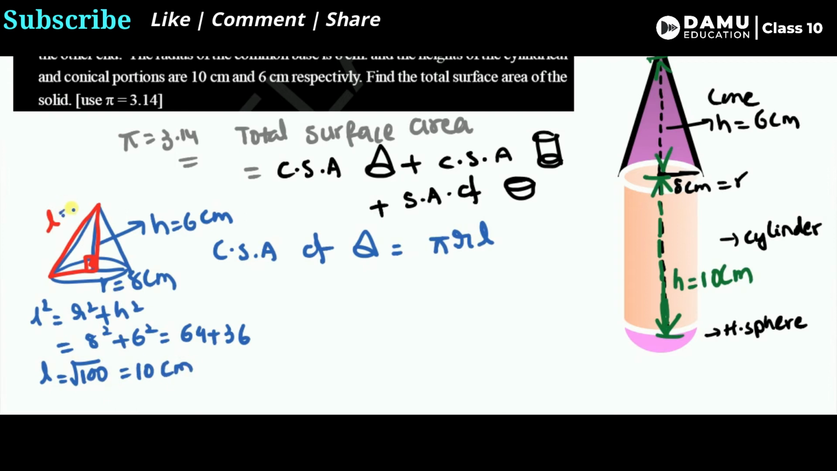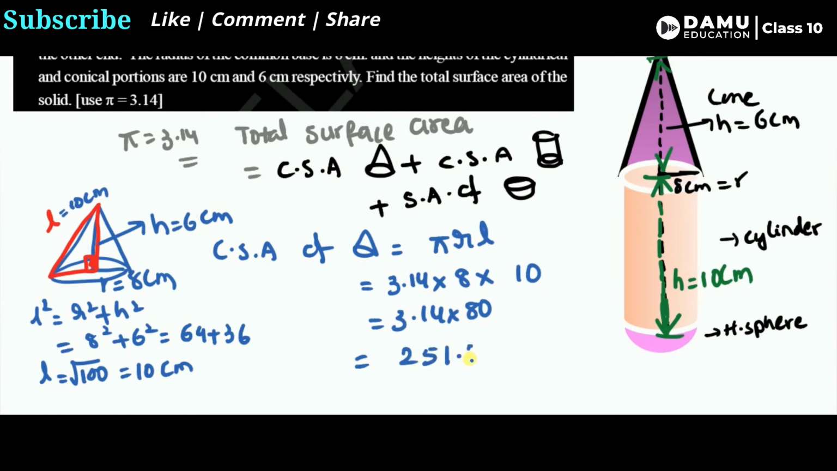So this is 10 centimeter. Let's substitute here: 3.14 into radius 8 into L, which is 10. So 3.14 into 80, we will get 251.2 centimeter square. So we have found the curved surface area of the cone.